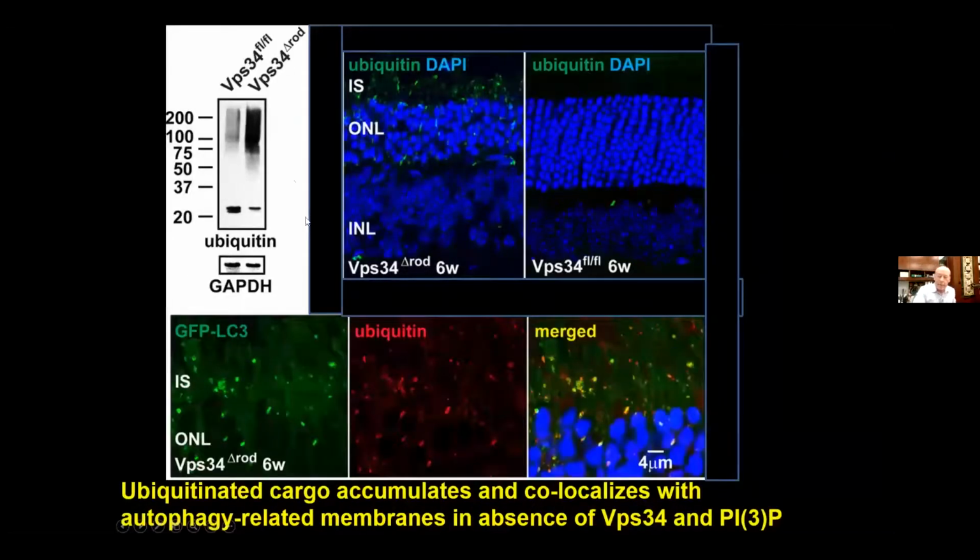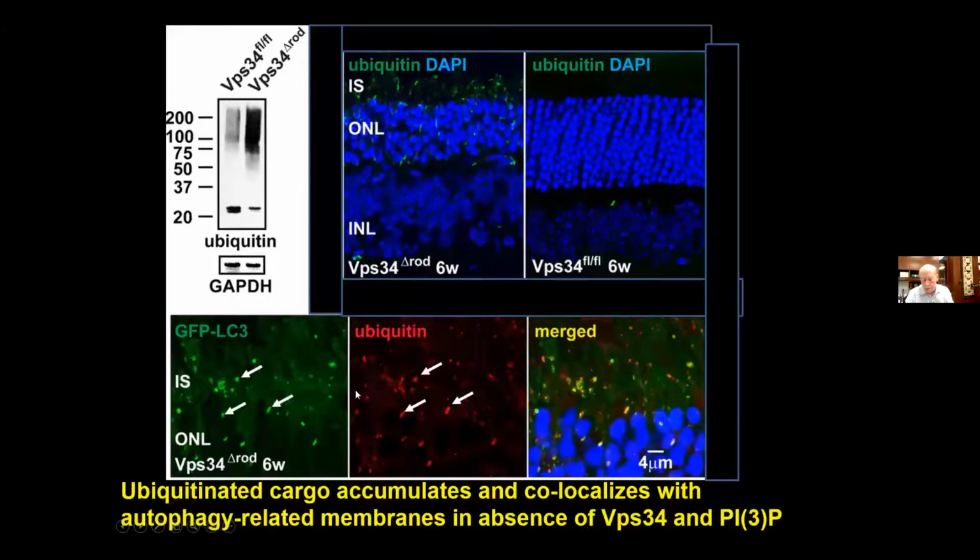You also get an accumulation of ubiquitinated proteins. So there's a wide range of ubiquitinated proteins of various molecular weights. And even though you get a decrease in the levels of free ubiquitin, these punctae co-localize with the autophagy-related membrane. Now, there are some ubiquitin puncta that do not co-localize, but all the ones shown in arrows here are GFP-LC3 positive puncta that also contain ubiquitinated cargo.